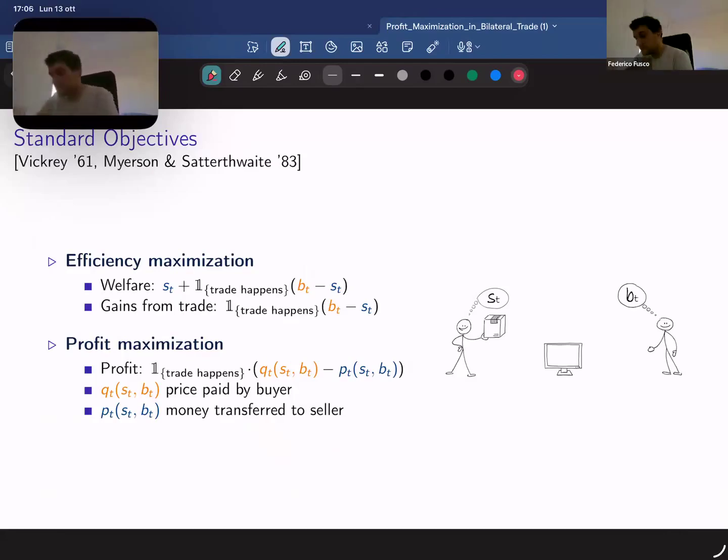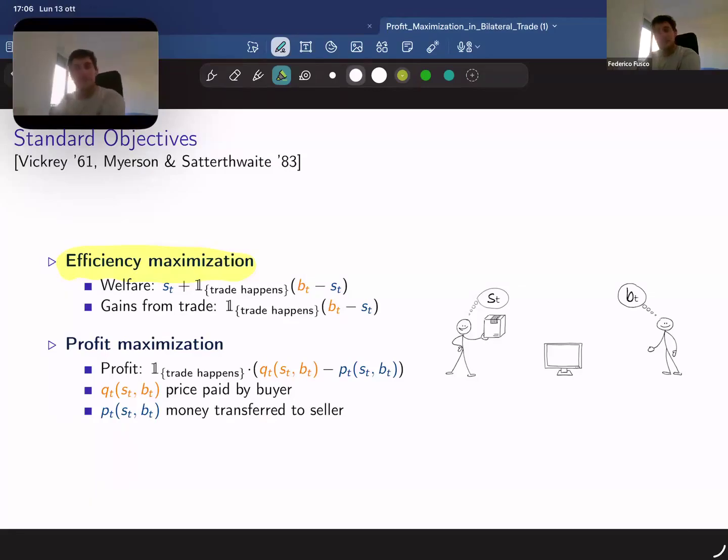One is the economic efficiency, namely, we are only interested in the happiness of the system after the mechanism takes place. And here we have two options. So either we want to maximize the welfare, meaning that if there is a trade, so if the item goes from S_T to B_T, then the final happiness of the world will be B_T. And if there is no trade, then the final happiness of the world will be S_T, because the seller is keeping the item. An alternative to welfare is gain from trade, that is simply measuring the increase in welfare.